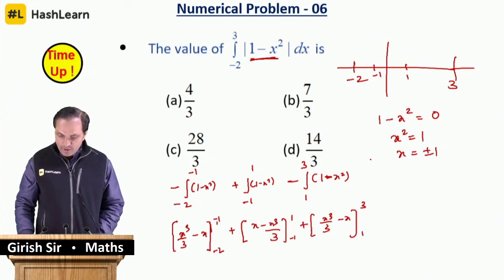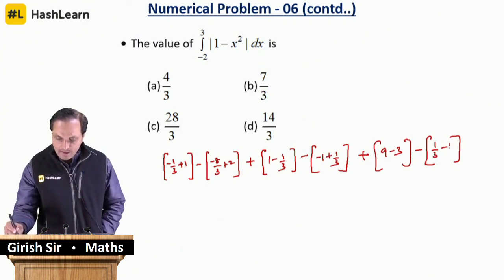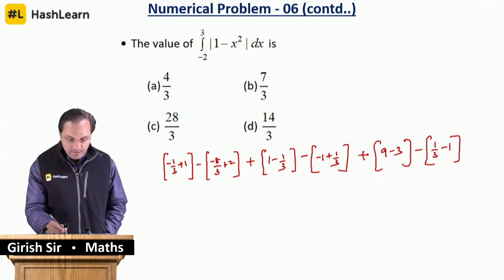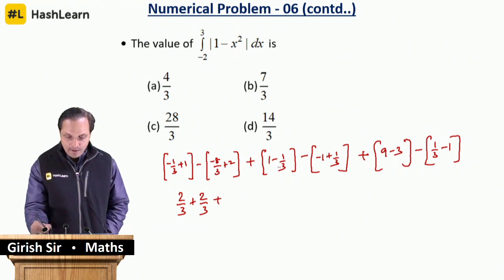सब्स्टिट्यूट करने के बाद 1 by 3 - 1. ओके, हमें क्या करना है, इसको सिंप्लीफाई करना है अभी. So this will give you 1 by 3 - 1, that is 3 - 1 is 2 by 3. Okay, that will give you, this is 6 - 2 by 3, that will give you +2 by 3. ये हो गया 3 - 1 is again 2 by 3.